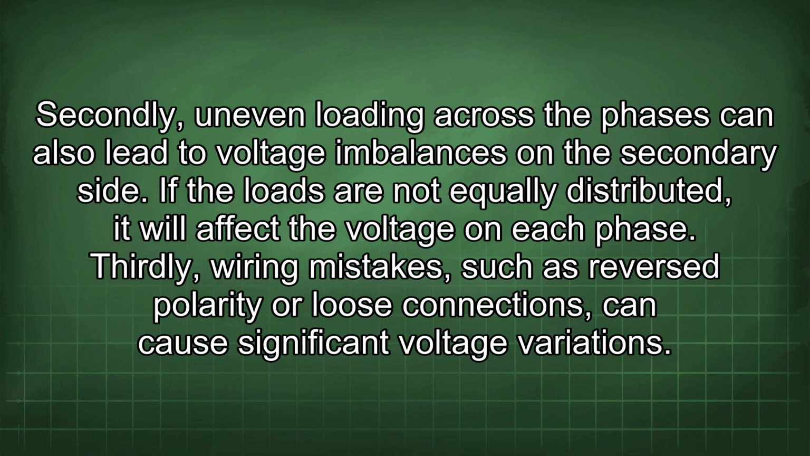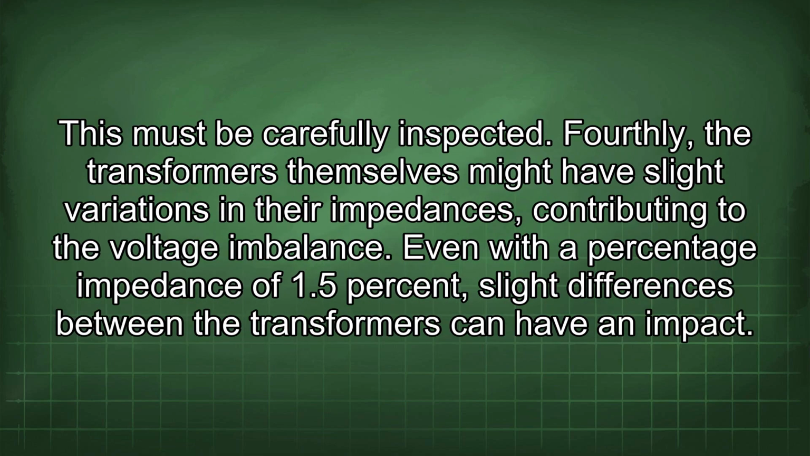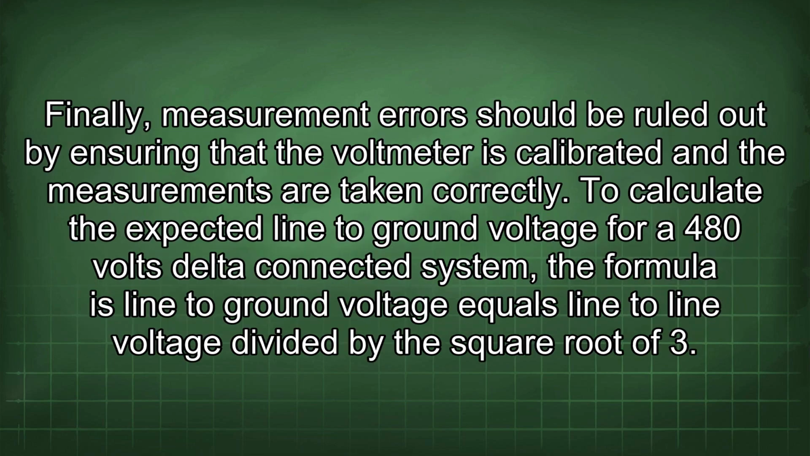Thirdly, wiring mistakes, such as reverse polarity or loose connections, can cause significant voltage variations. This must be carefully inspected. Fourthly, the transformers themselves might have slight variations in their impedances, contributing to the voltage imbalance. Even with a percentage impedance of 1.5%, slight differences between the transformers can have an impact. Finally, measurement errors should be ruled out by ensuring that the voltmeter is calibrated and the measurements are taken correctly.